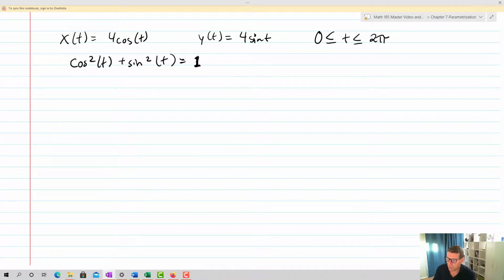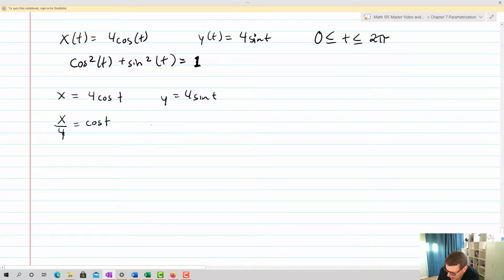And so what we're going to do now is say, let x equal 4 cosine t, and y equal 4 sine t. And then instead of figuring out what x and y are in terms of t, we're going to find them in terms of sine t and cosine t, and then use that trig identity. So this gives me x over 4 equals cosine t, and I'll get y over 4 equals sine t.